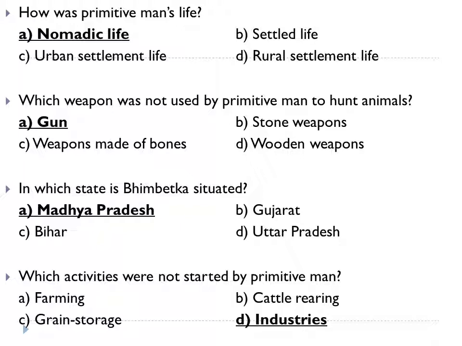Which activities were not started by primitive man? Primitive man did not start. A. Farming. B. Cattle rearing. C. Grain storage. Or D. Industries. Primitive men did not start industries.